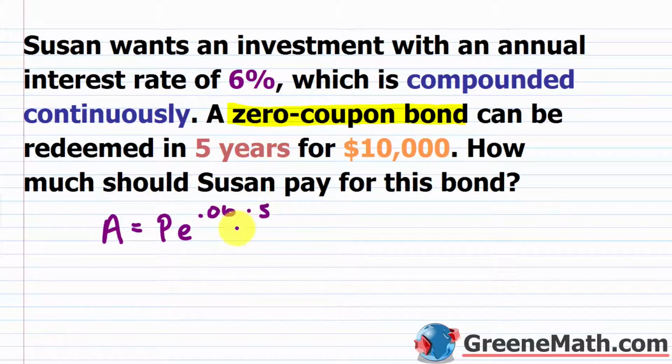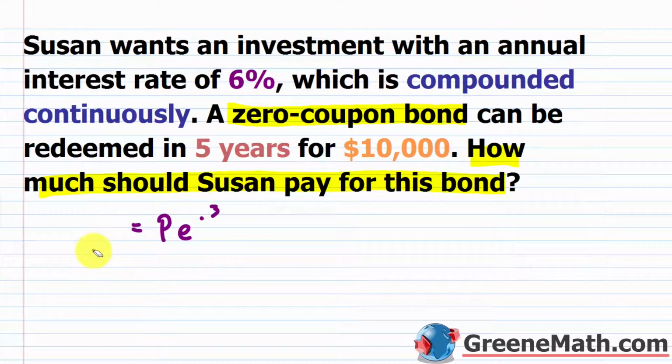If you want to go ahead and do that, it would be 0.3 or 0.30 if you wanted to write that. So you can just put 0.3 here. E, we don't need to really worry about that. That's built into our calculator. But the P, the principal, is what? Well, that's what we want to solve for because we want to know how much should Susan pay for this bond. We don't know. But we have the amount she's going to get at the end, right? At the end of this, in the 5 years, she's going to get $10,000.